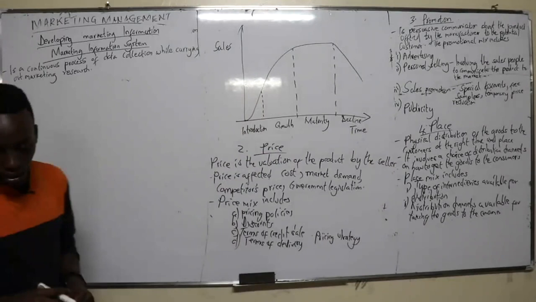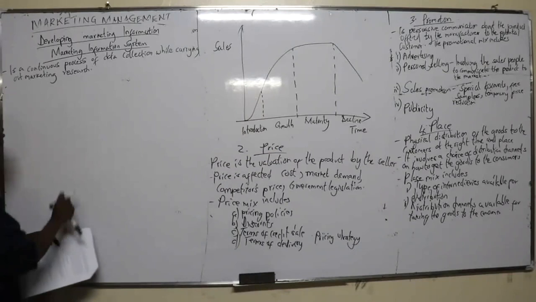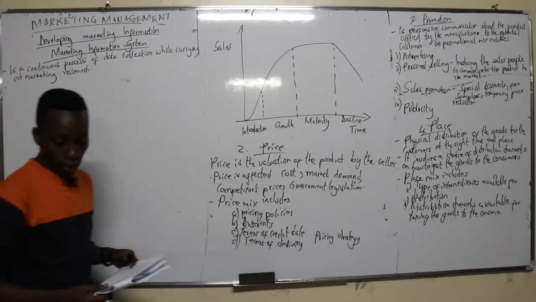So marketing information system is a continuous process of data collection while carrying out marketing research.